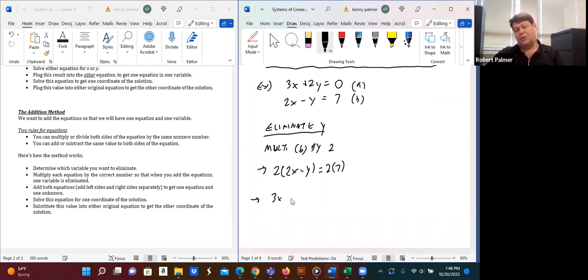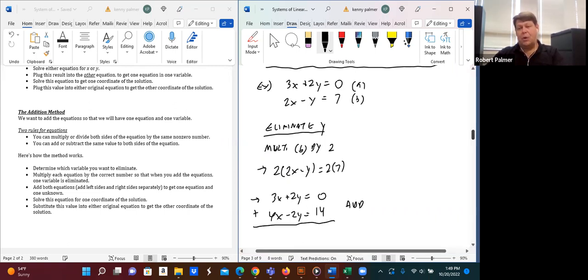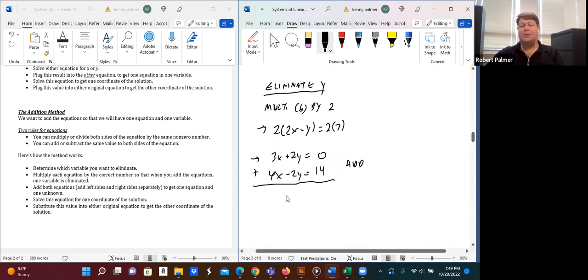So I'm going to write it again. 3x plus 2y is equal to 0. And now my new second equation, 2 times 2 is 4. That's 4x minus 2y is equal to 2 times 7, which is 14. Now that I've done that, I want to add these equations together. That means add straight down, combine like terms.